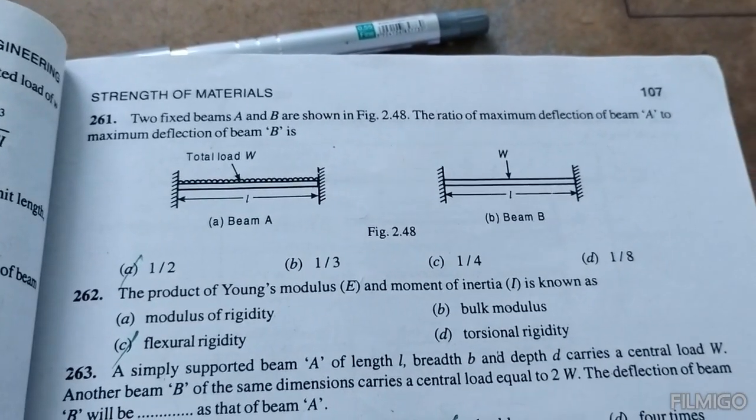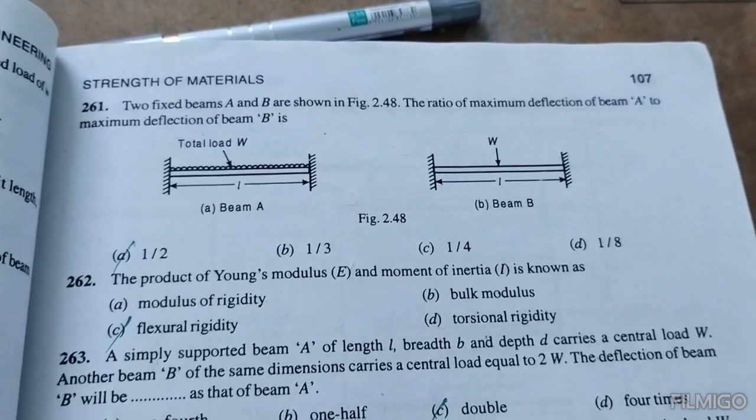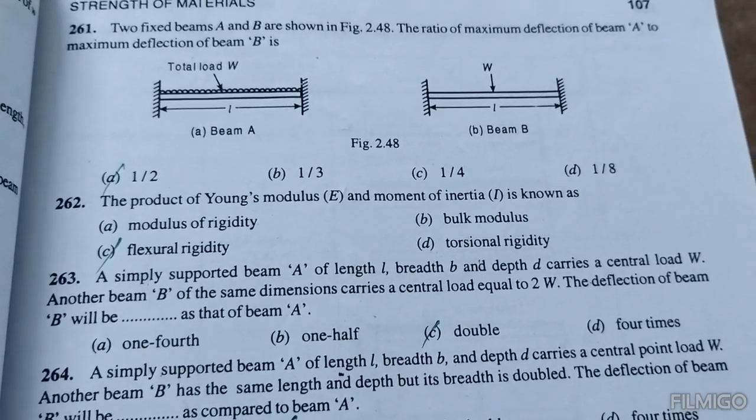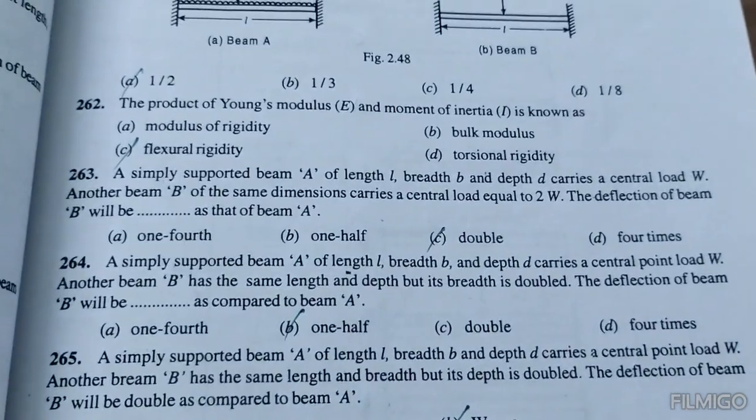Two fixed beams A and B: the maximum deflection of beam B is 1 by 2. The product of Young's modulus and the moment of inertia is known as flexural rigidity.